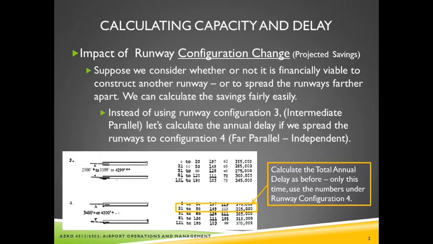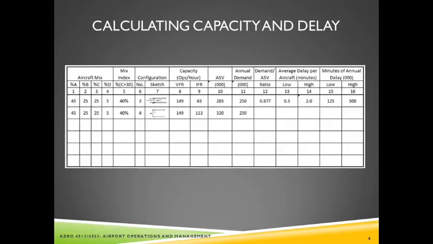In the advisory circular, find sketch 4 and calculate the total annual delay in minutes as before. The mix index is the same at 40%, so use your 40% column or row. Read the VFR, IFR, and ASV numbers, the annual service volume numbers, plotting them on your form as before. We're going to put these new numbers in the second row of our form here.